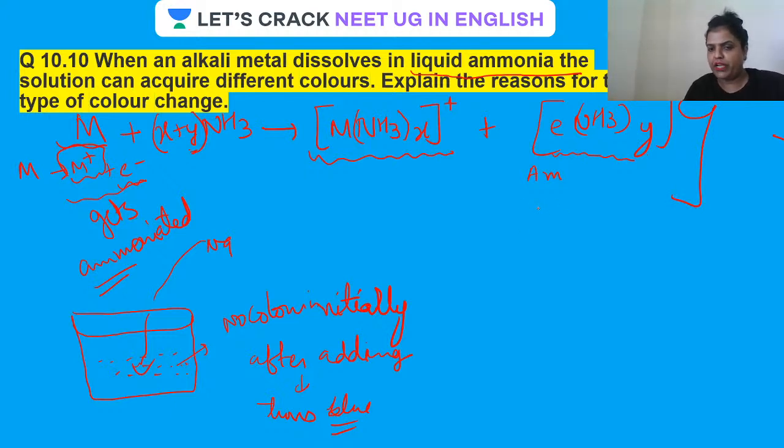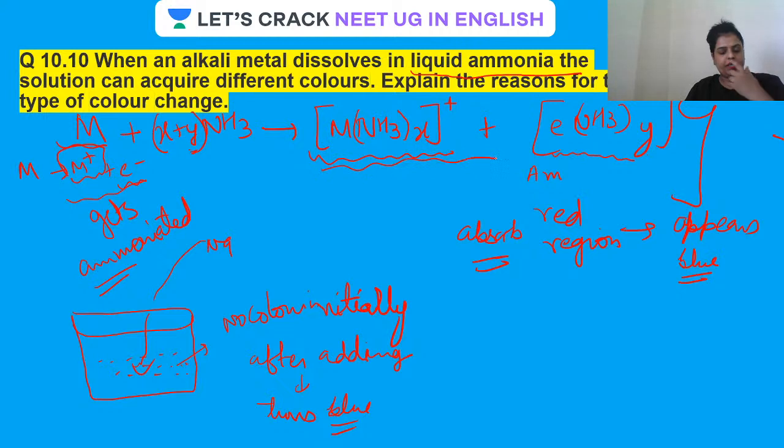This ammoniated electron absorbs light corresponding to the red region, and therefore the complementary light, blue, appears. And remember, because of this ammoniated electron, this solution is a good conductor of electricity. The blue color is because of that. And because of the unpaired electron, it is paramagnetic.